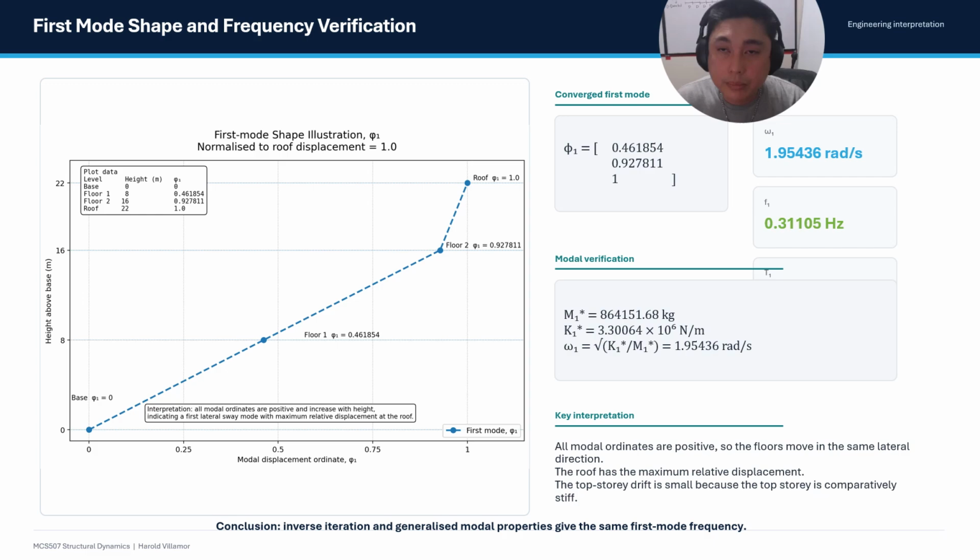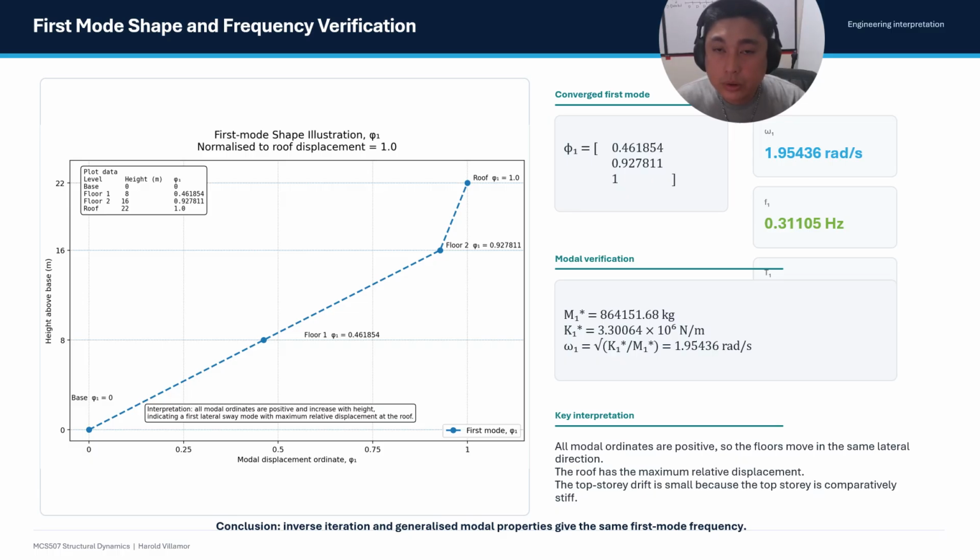The final mode shape is a smooth first lateral sway mode. The first floor modal ordinate is approximately 0.462. The second floor ordinate is approximately 0.928. And the roof ordinate is normalized to 1. Because all the values are positive and increase with height, the floors move in the same lateral direction with the maximum relative displacement at the roof.